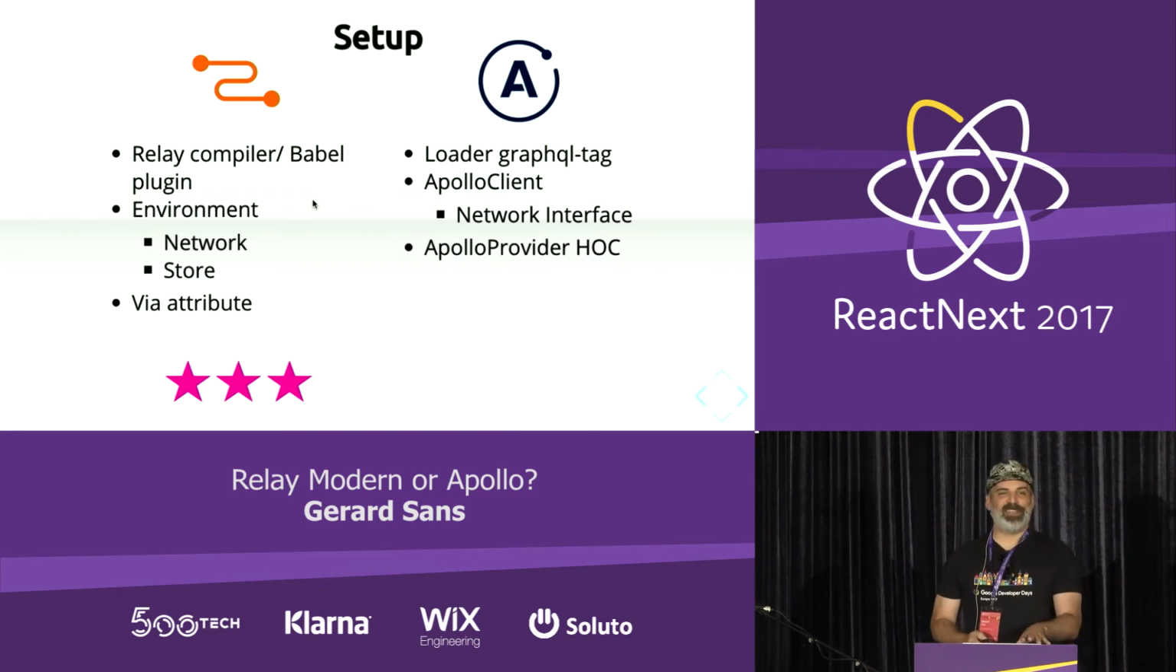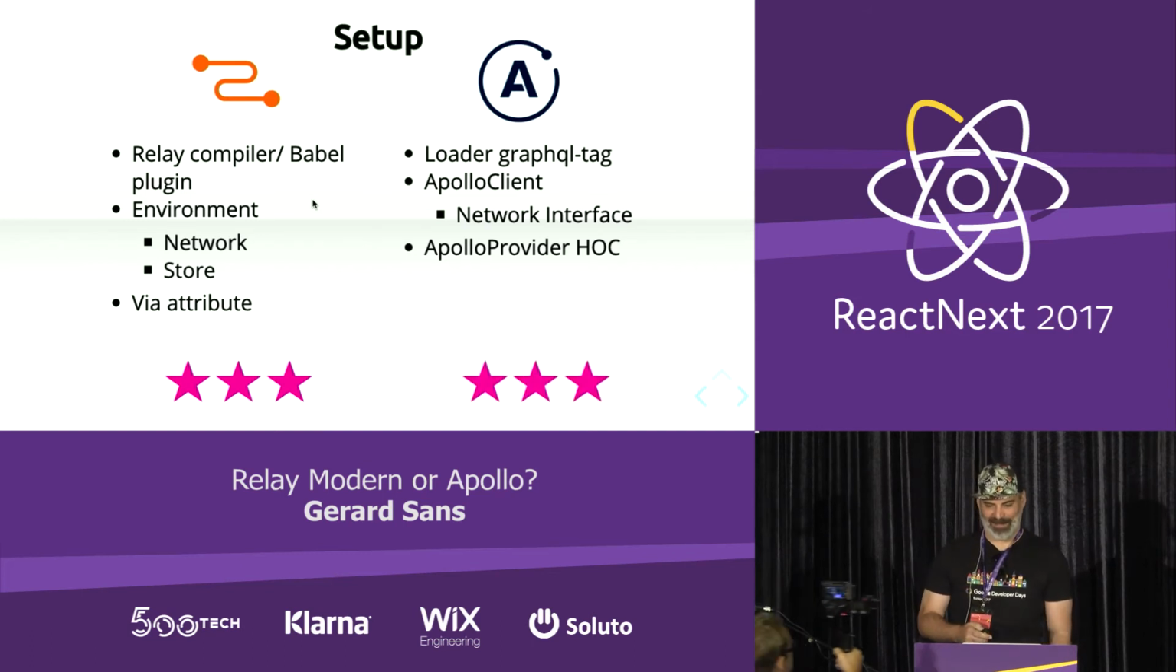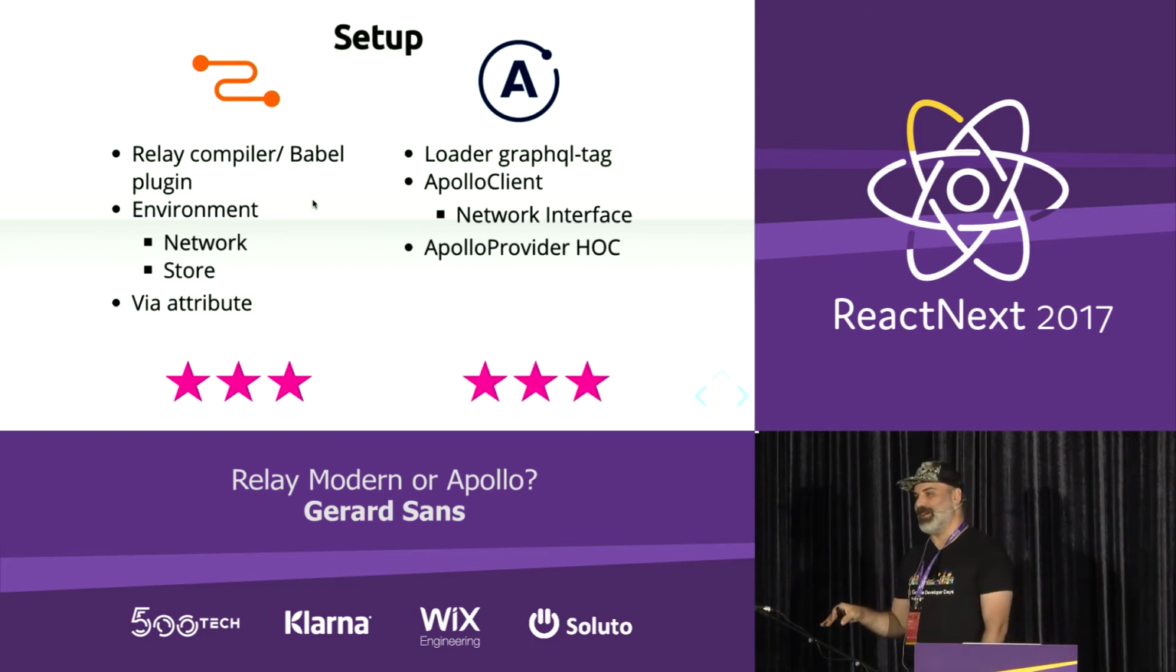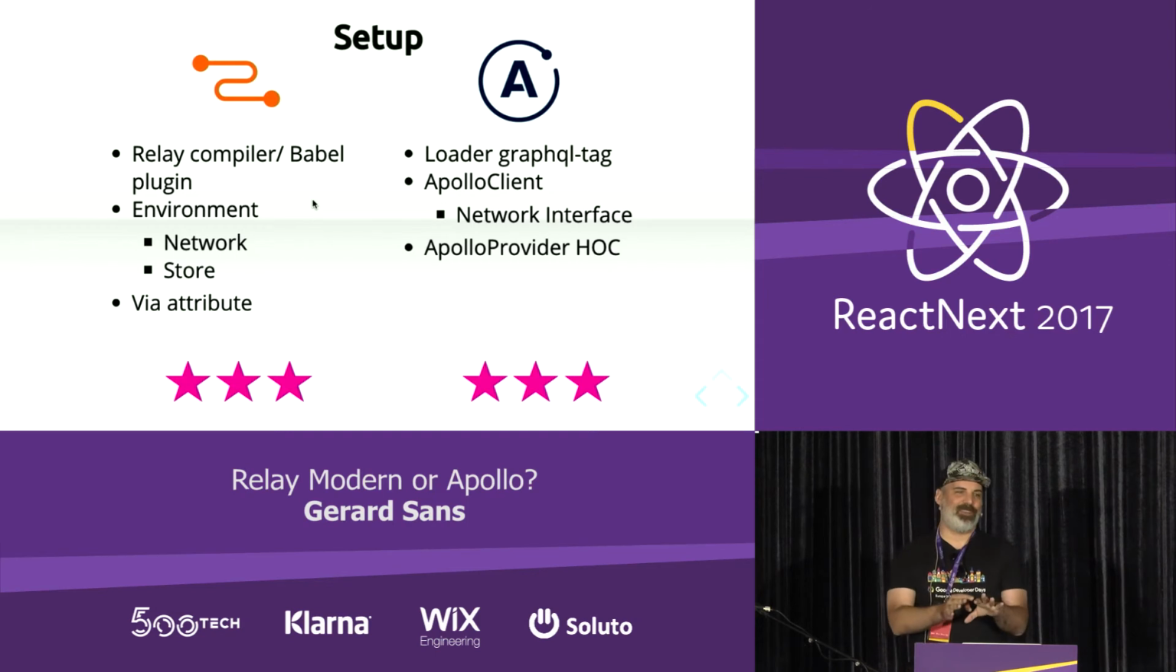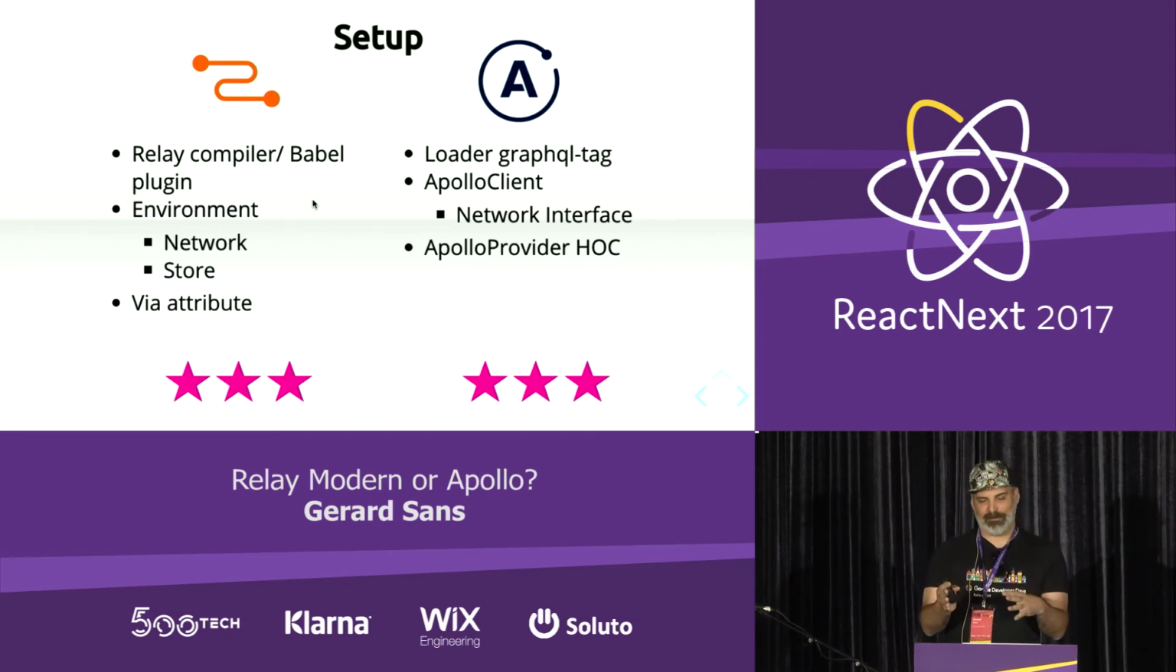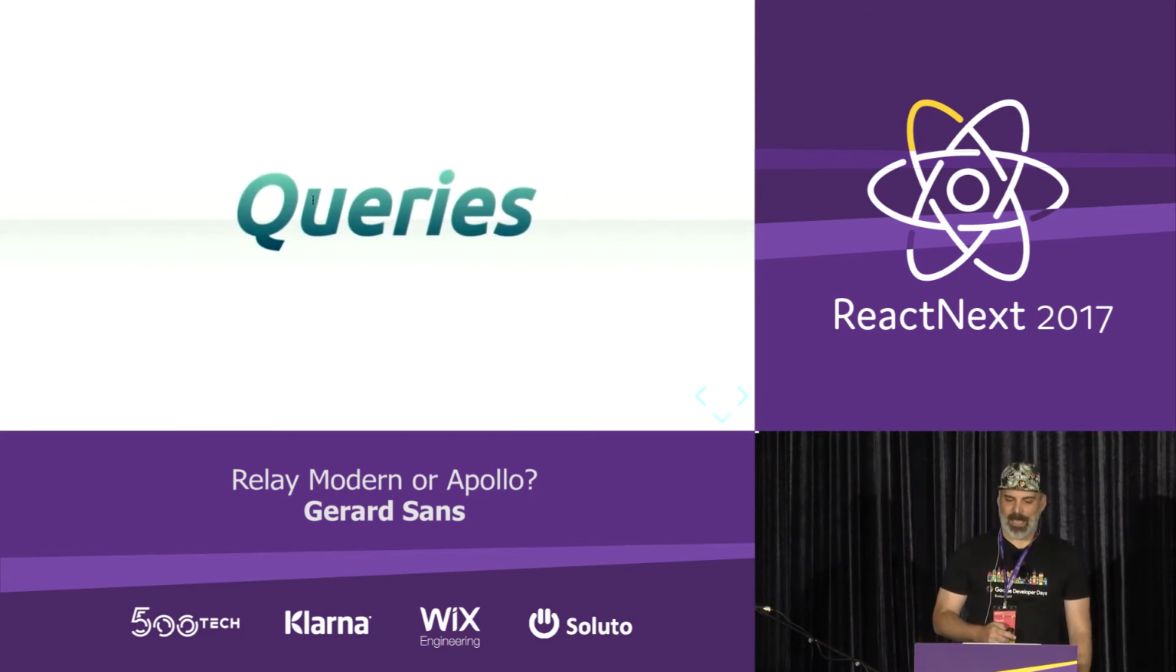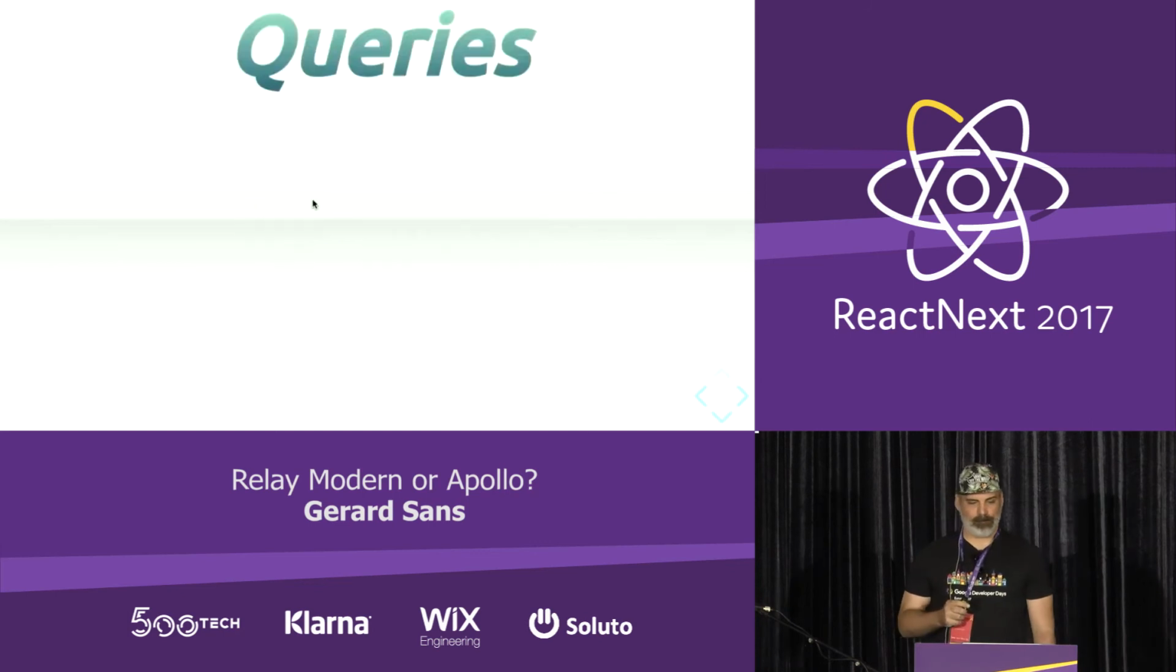So I'm going to rate 3 stars for Relay. I'm going to do this for the different areas. And also 3 stars for Apollo Client. I mean, this was a very similar setup. There's nothing really different from these 2 options. So they all rate 3 stars. Let's look into the queries now.